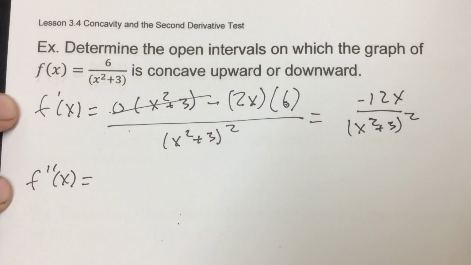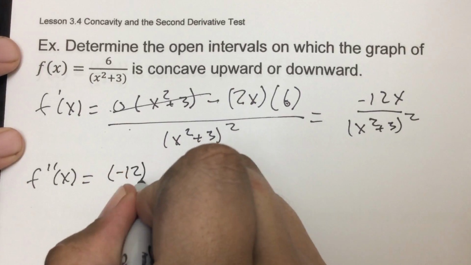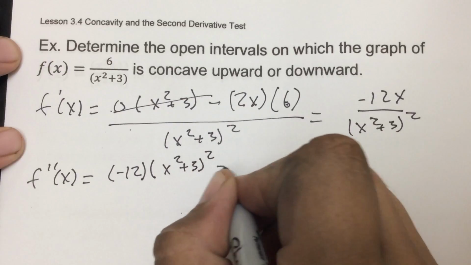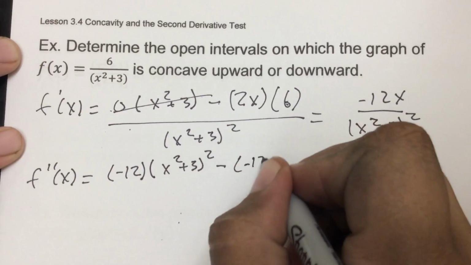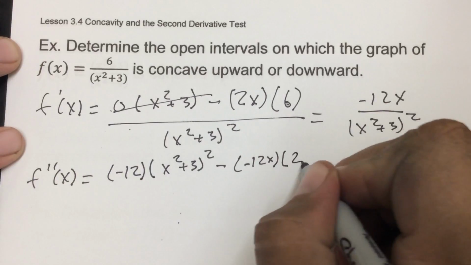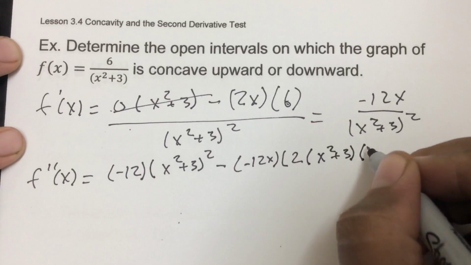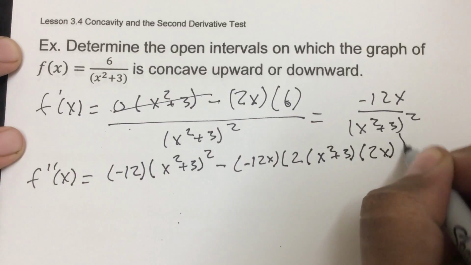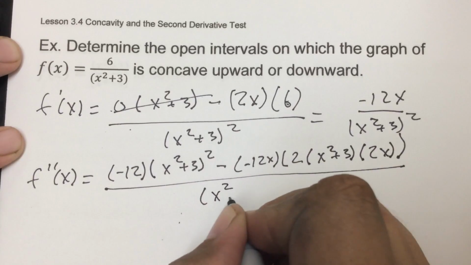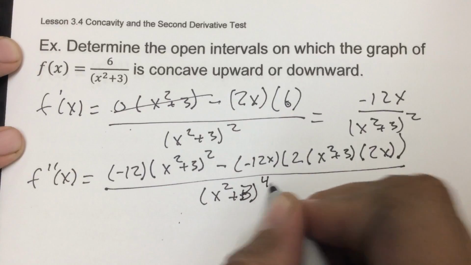So again, quotient rule, which is what we did here. Derivative of the top would be negative 12 times the bottom of x squared plus 3 squared minus the top, negative 12x, times derivative of the bottom. Well, we got to do chain rule here. So 2 parentheses x squared plus 3 times derivative of the bottom, which is 2x, all over the bottom squared, which was x squared plus 3. If it's squared already, it becomes to the fourth.